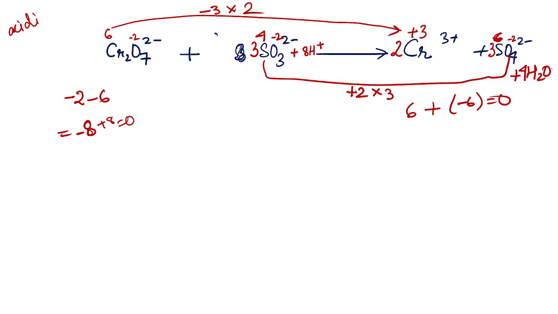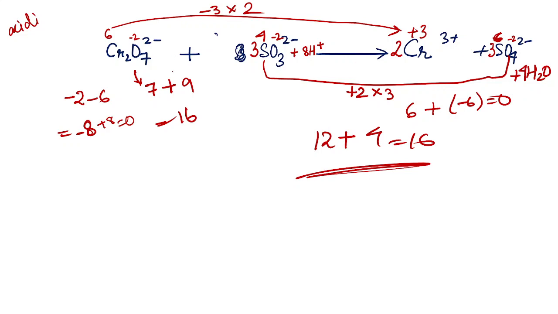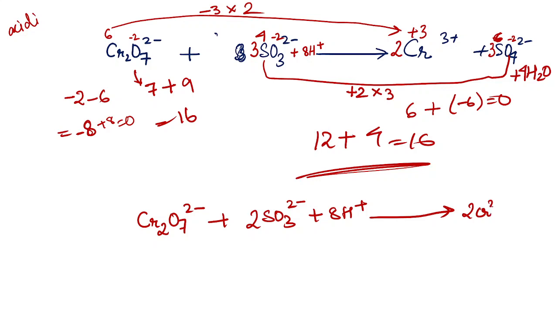Now we have to balance the number of oxygen on both sides. The formula says that if your balancing is correct, your oxygen will be automatically balanced. You see 7 oxygens are there, plus here you have 9 oxygens, so in total you have 16 oxygens. Now come to the right side, you have 3 times 4 is 12 oxygens plus that 4, so you have 16 oxygens. Now all other atoms are balanced, so your final balanced equation is Cr2O7 2 negative plus 3SO3 2 negative plus 8H positive becomes 2Cr3 positive plus 3SO4 2 negative plus 4H2O.